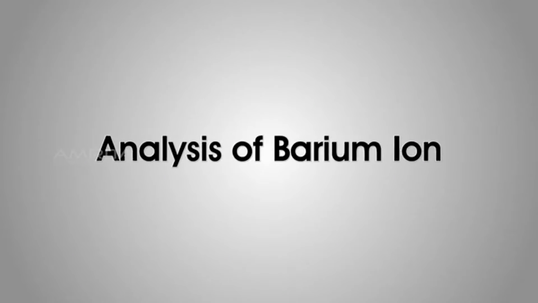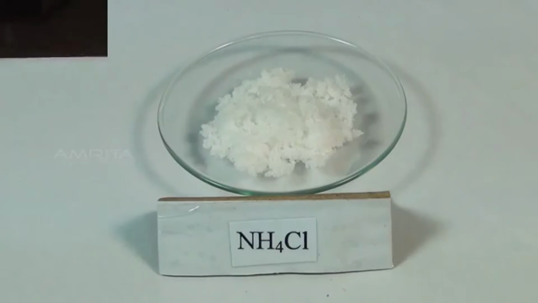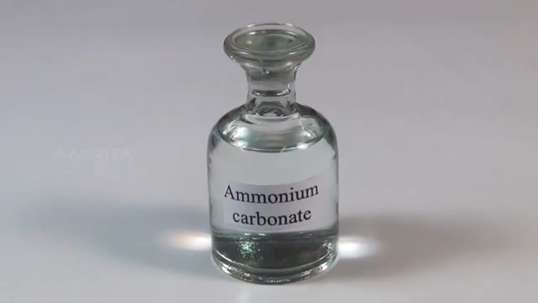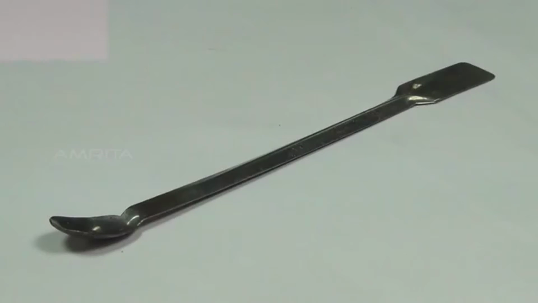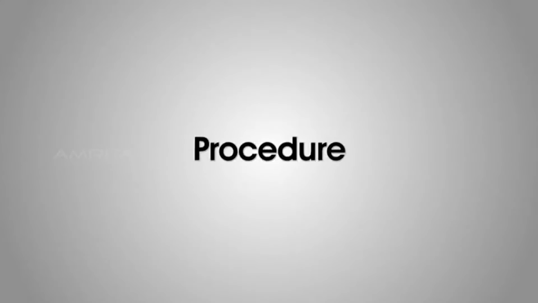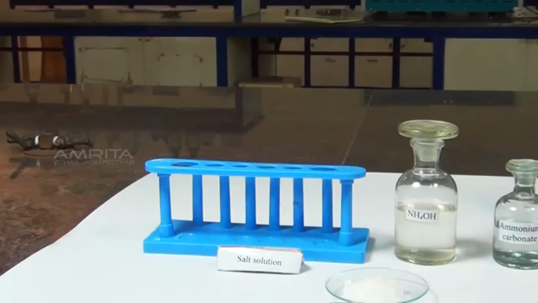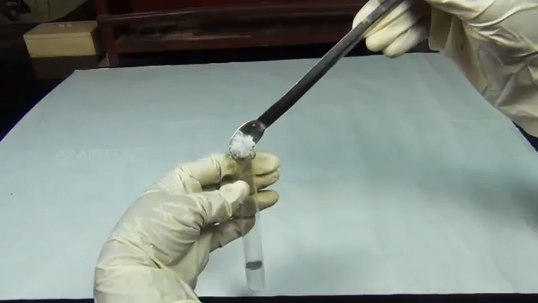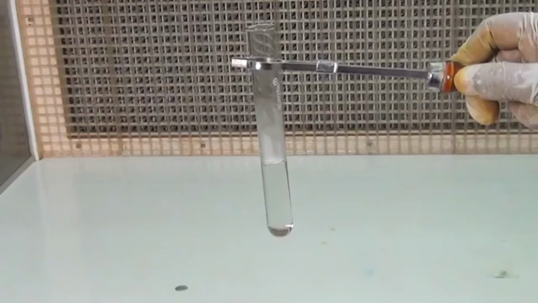Next, we look at the analysis of the barium ion. Materials required: salt solution in a test tube, ammonium chloride, ammonium hydroxide, ammonium carbonate solution, droppers, spatula, test tube holder, and Bunsen burner. Procedure: take a small quantity of salt solution in a test tube. To this, add a small amount of ammonium chloride using a spatula. Heat the test tube over the Bunsen burner and cool.